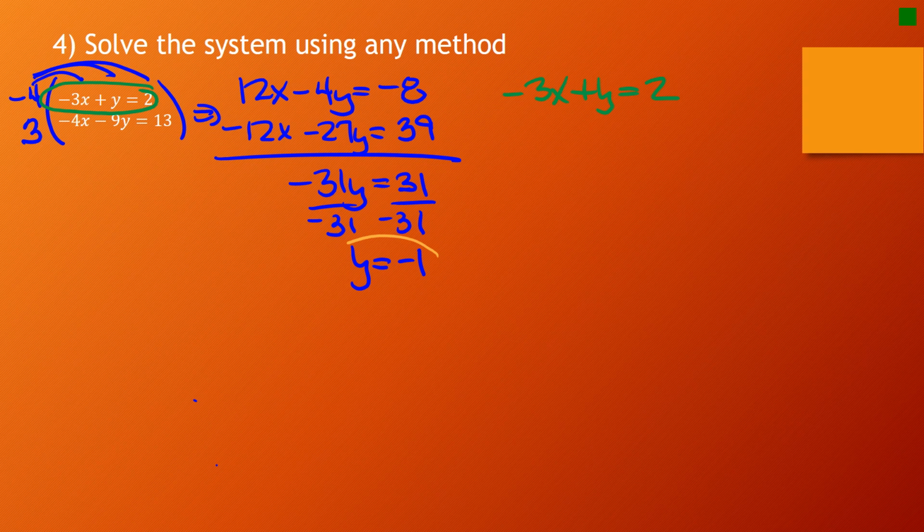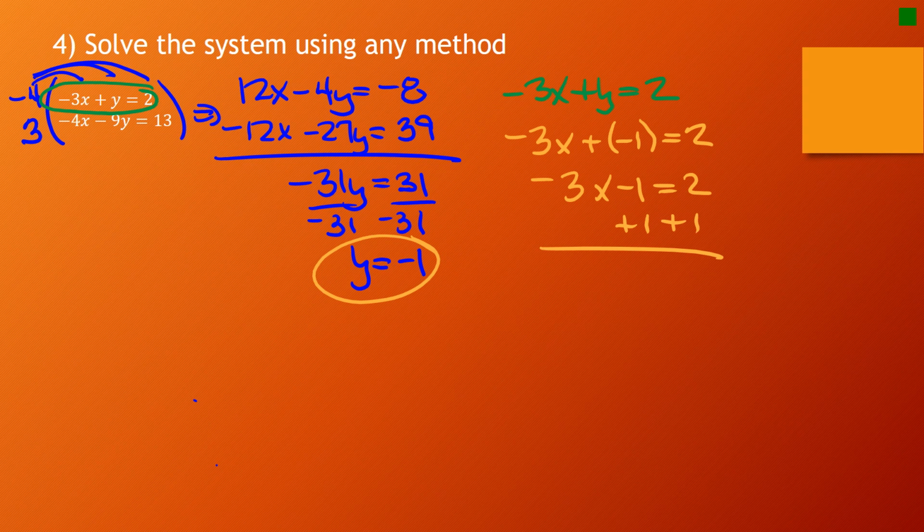All right. So I know y is negative 1. So I'm going to go negative 3x plus, instead of y, I'm going to put negative 1 equals 2. So I have negative 3x minus 1 equals 2. Add the 1. Negative 3x is 3. X is negative 1. Your solution, remember, is an ordered pair. X, which is negative 1. Y, which is negative 1.